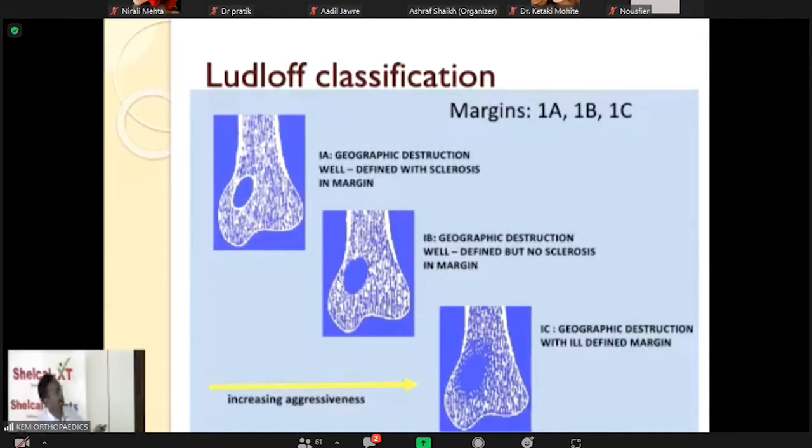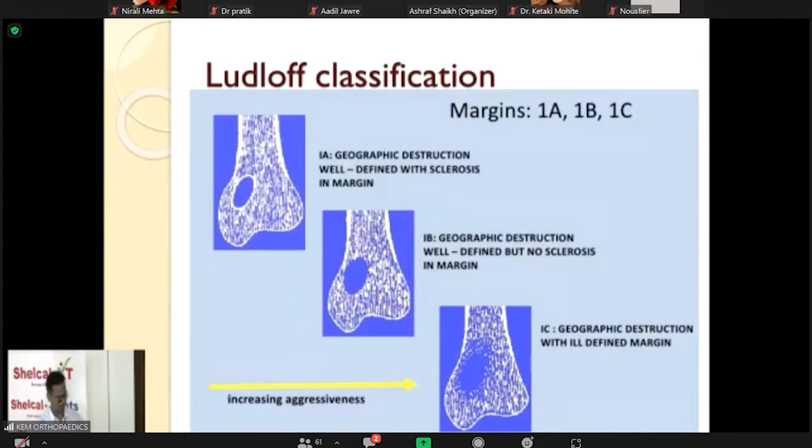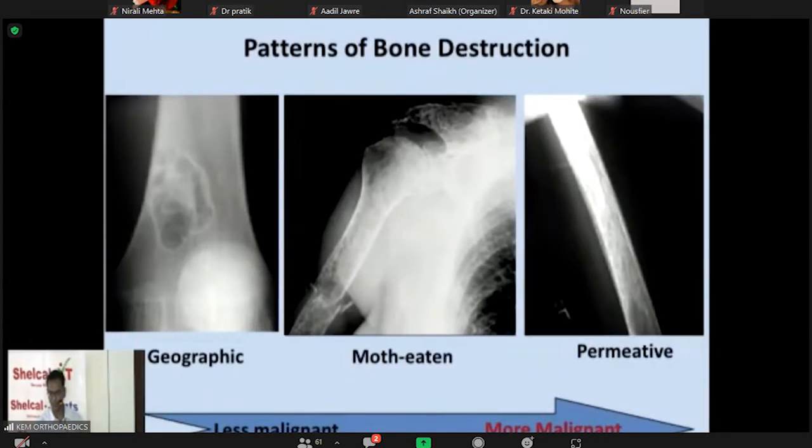So that margin which you see inside, the sclerotic margin well inside. Then geographic destruction well defined but no sclerotic margin within, and geographic destruction with ill-defined margin, which shows increased aggressiveness of the lesion. So patterns of bony destruction. So all three figures put together.